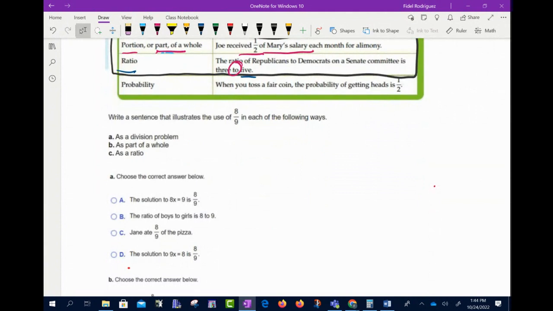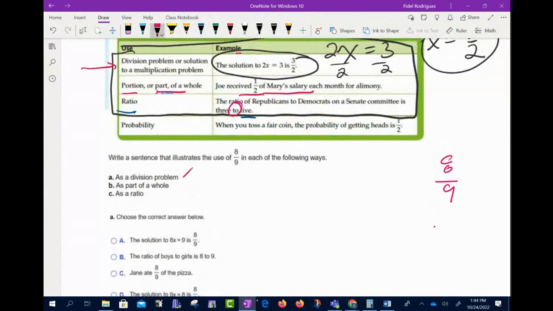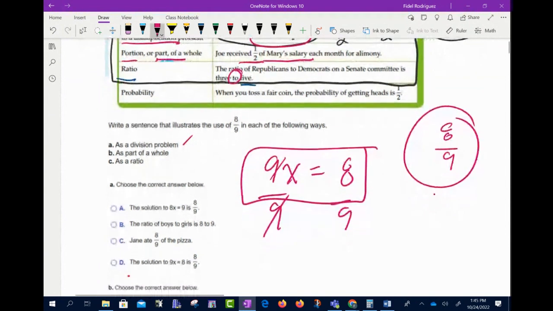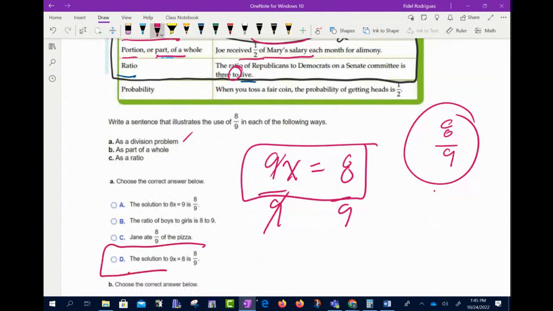It says, write a sentence that illustrates the use of 8 over 9 in each of the following ways. Okay, the first one is a division problem. So y'all, I'm trying to get 8 over 9. And since we're going to do a division problem, I want you to look up here at the first one. A division problem or a solution to a multiplication equation is 2x equals 3 is 3 halves. And so if I have 8 over 9, I'm looking for an equation that looks like this. 9x equals 8 because if I were to divide both sides by 9, I would get 8 over 9, right? So I'm looking for an equation that looks like this. And that looks like choice D, right?